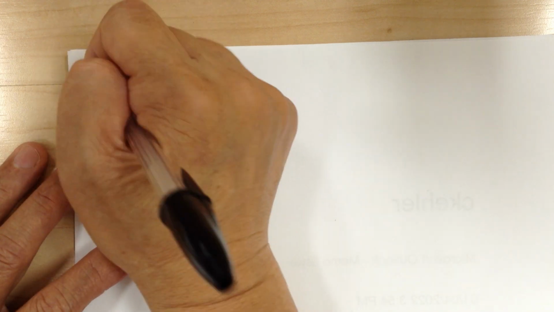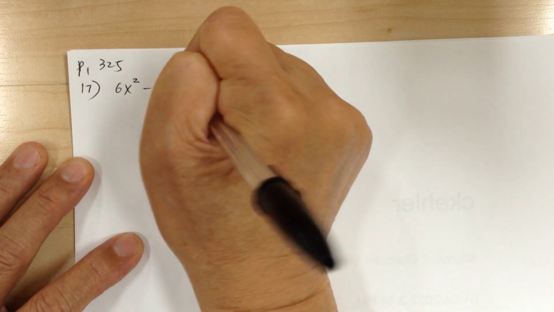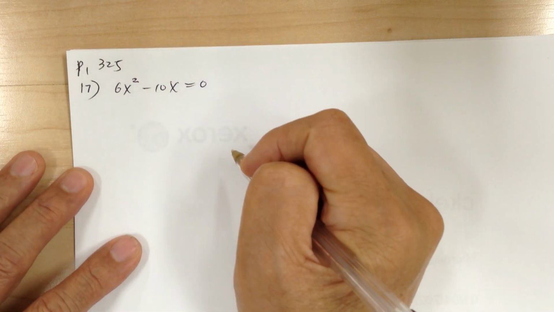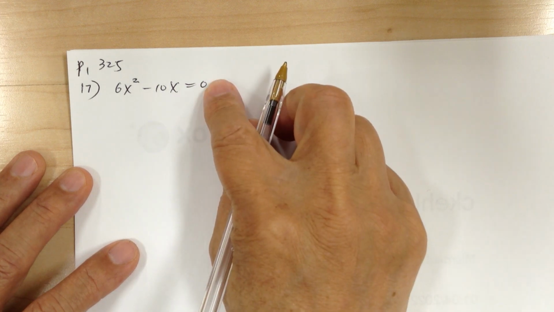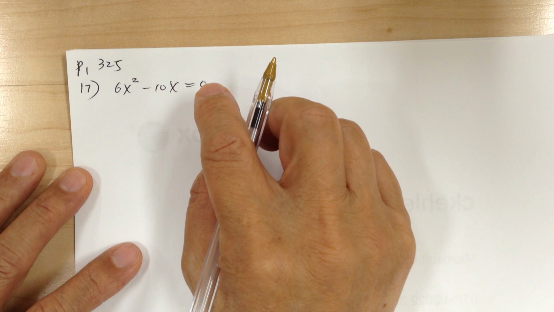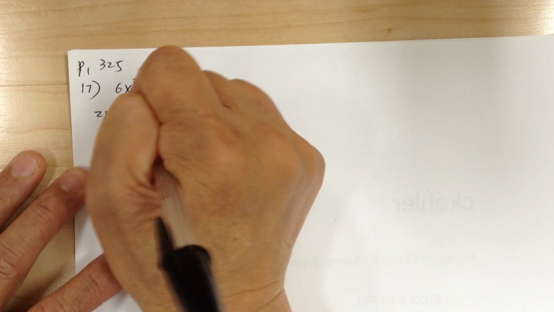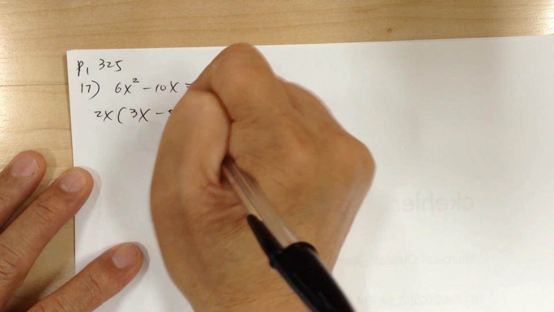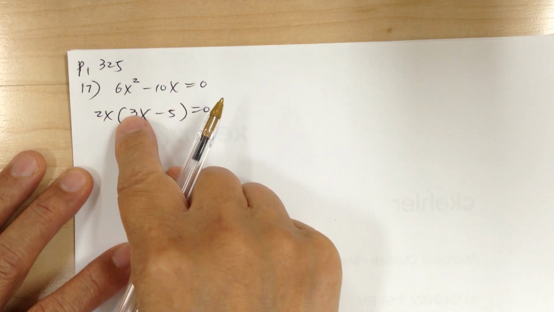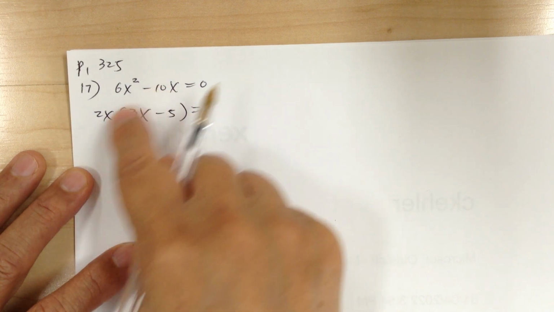Okay, number 17, you have 6x squared minus 10x equal to 0. So again, it's equal to 0, so you can do the factoring. So step 1, you can factor out the 2 and the x. So you're going to get 3x minus 5 equal to 0. Double check: 2 times 3 is 6, x times x is x squared. Over here, 2 times negative 5 is negative 10, so that's good.